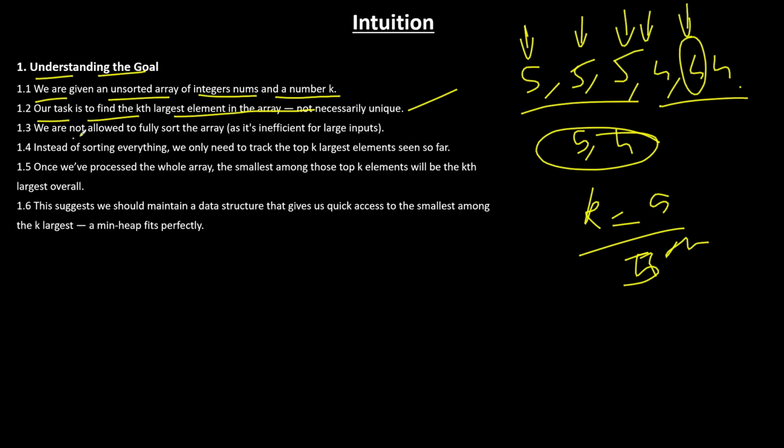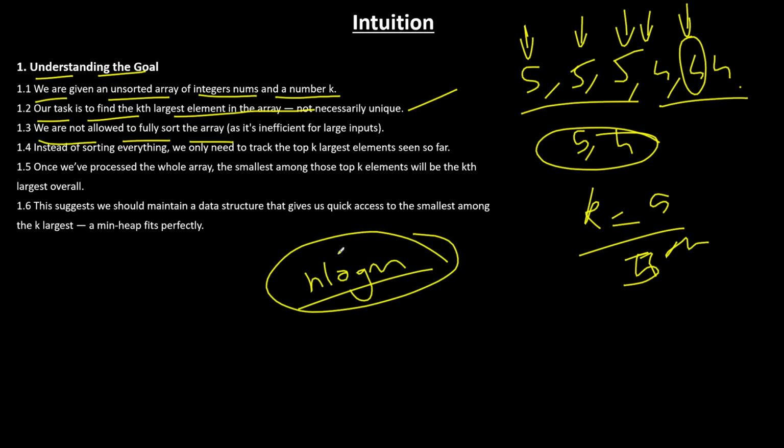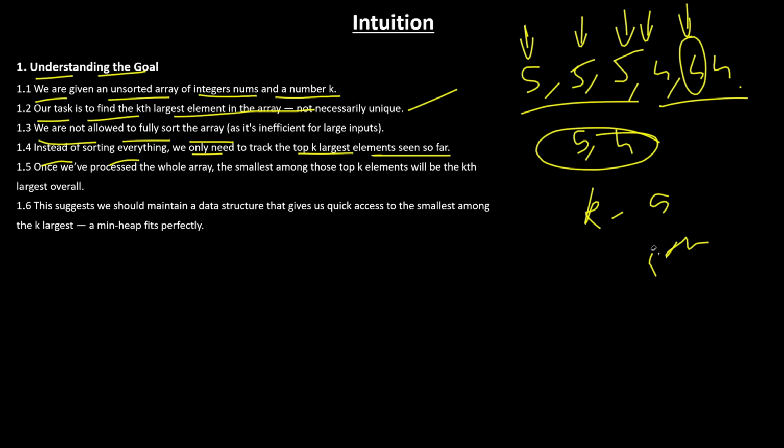Fine. We're not allowed to fully sort the array, basically not using any kind of n log n time complexity, using merge sort, quick sort, or something such as that. Okay. Instead of sorting everything, we only need to track the top k largest elements seen so far. So since you're not allowed to sort, what could we do?